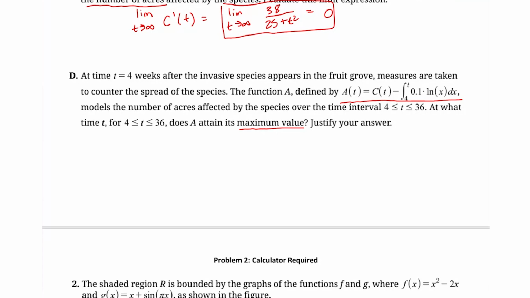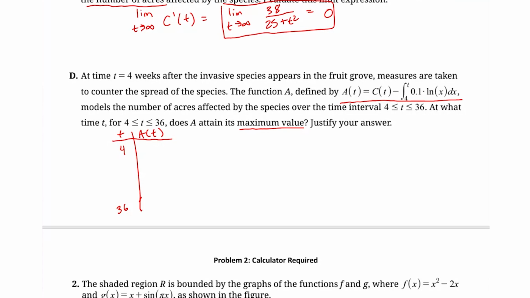And the basic strategy for finding the maximum value is to identify first where the critical values are, and then what the values at the endpoints are, and test each one to see which is the biggest. So we're basically going to make a table with the endpoints 4 and 36, and then any t and A of t, and any critical values that we might find. In other words, when is the derivative equal to 0?